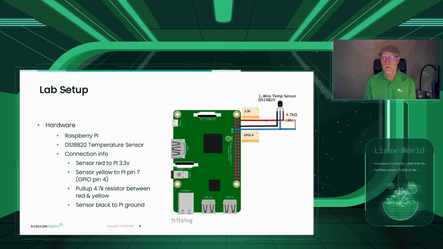Obviously, power goes to the 3.3 volt line of the Raspberry Pi. The data line goes to GPIO pin 4, which is actually pin 7 on the Pi. And then, of course, you've got ground connected. And then, of course, that pull-up resistor between the data and power is needed. Again, that's a simple wire up to set that up.